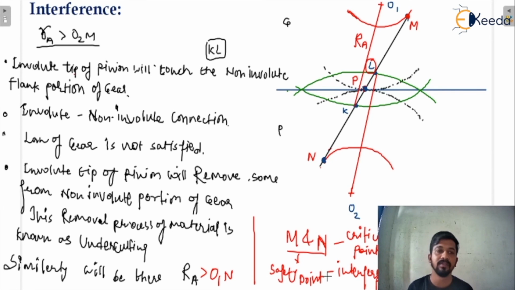Now since we have seen that interference is not good for the gear and the pinion, we just have to remove the interference, or we just have to minimize the possibility of interference. So in the next topic we will discuss the methods to prevent interference. How can we prevent interference? There are a number of methods, so we will discuss each and every method to remove or to reduce the interference. Okay, so I hope you are going to understand.